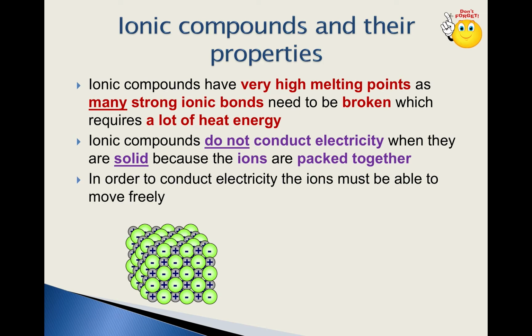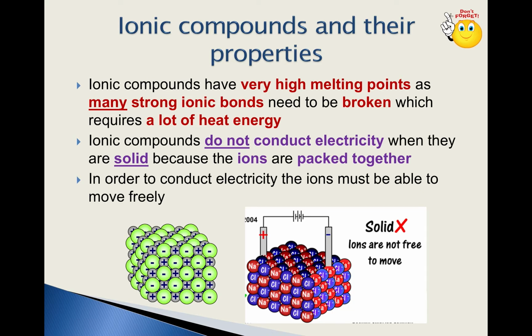So in order to conduct electricity, the ions must be able to move freely. Now, there are a number of things that we can do to this ionic compound to make it conduct electricity. One of the things we can do is dissolve it in water. Take a beaker, take our ionic compound, could be salt, sodium chloride, take a spoon of it, dissolve it into water, mix it around, and this ionic lattice breaks down.